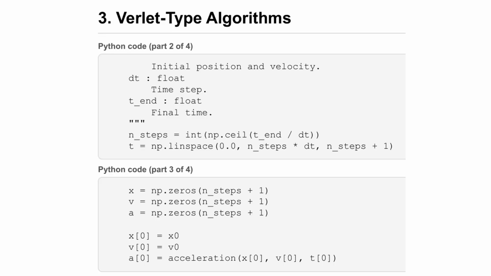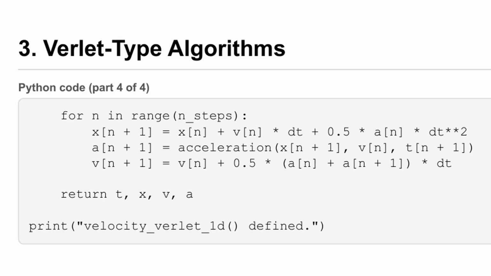Here, we define a Python function to integrate one-dimensional motion using the velocity-Verlet method. The function takes the acceleration function, initial conditions, the time step, and the final time as arguments, and uses a loop to systematically update the position, acceleration, and velocity arrays. The output here simply confirms that our one-dimensional velocity-Verlet function has been successfully defined and is ready for use in our upcoming examples.